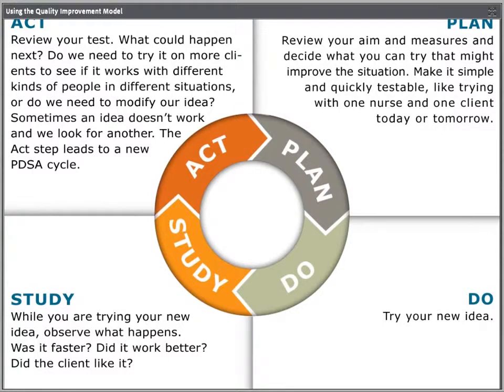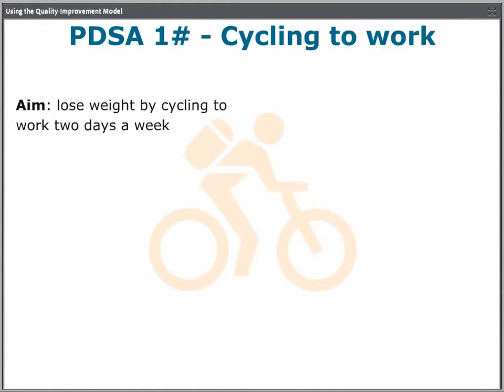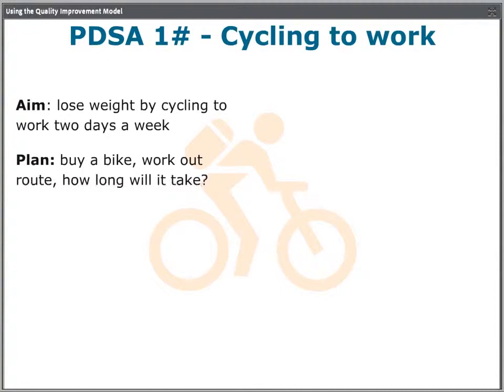So let's go back to an example that we had earlier. I was going to start cycling to work more in order to lose those 10 pounds. So that was our PDSA 1. I was going to cycle to work. So my aim was to lose weight by cycling to work 2 days a week. So what was I going to do that? My plan was to buy a bike, work out a route, and figure out how long it was going to take. Then remember, I have to have my measures.